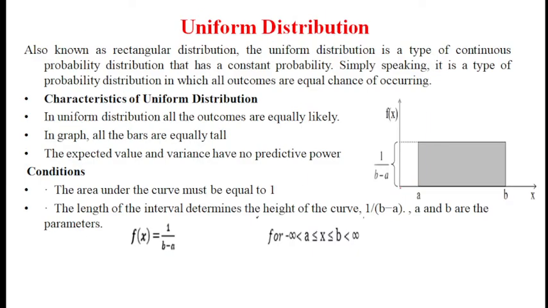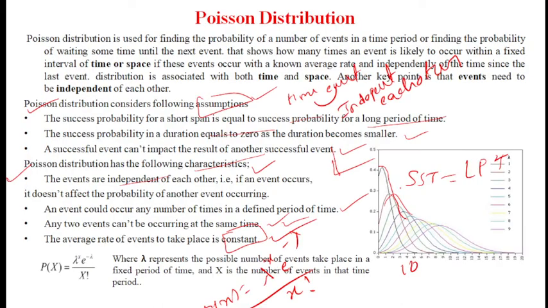And the next one is uniform distribution. As of now we have discussed the discrete probability distributions up to Poisson distribution. What we have discussed till now: binomial, Bernoulli, geometric, hypergeometric, multinomial, negative binomial, and Poisson distribution.